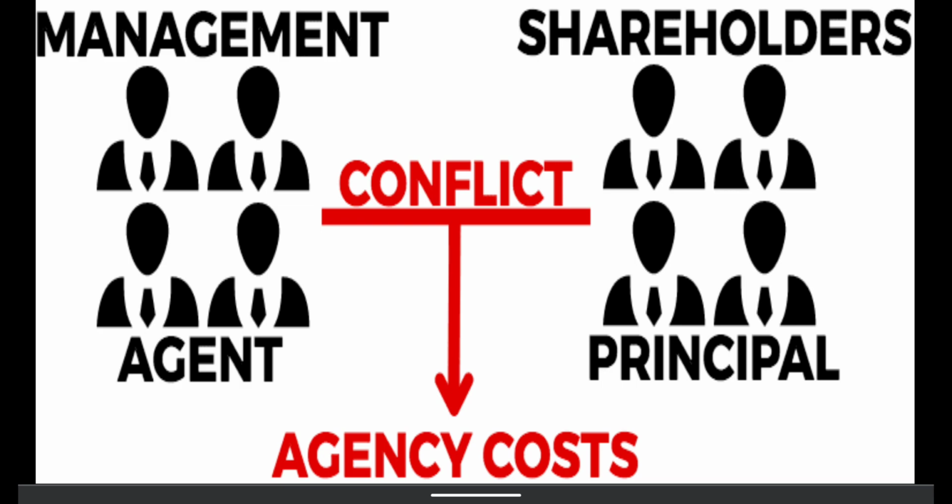Shareholders are the principals and management is the agent. Now, it is quite likely that the interests of the management and the shareholders, that is, the interests of the agents and the principals, are in conflict with each other. For example, shareholders want the managers to manage the company in such a way that the company earns a profit and the share prices go up.